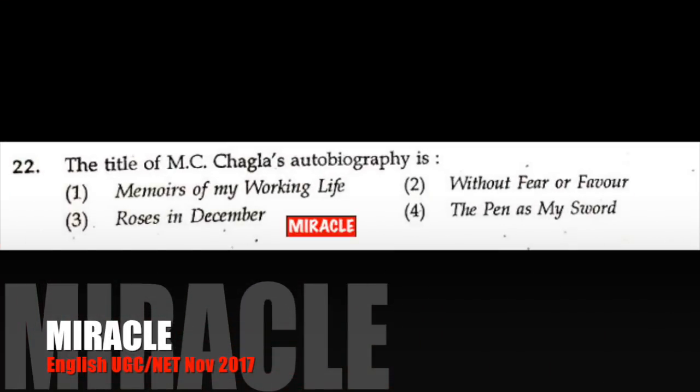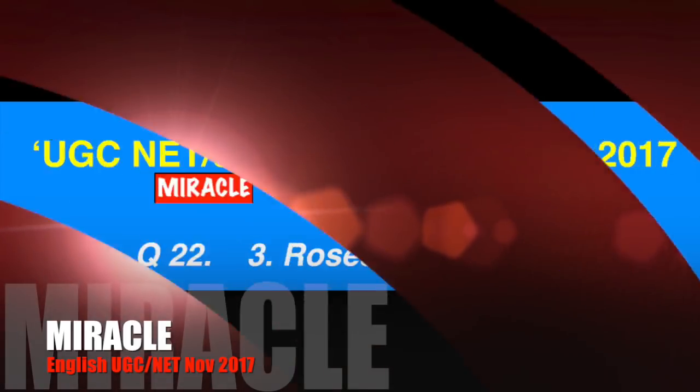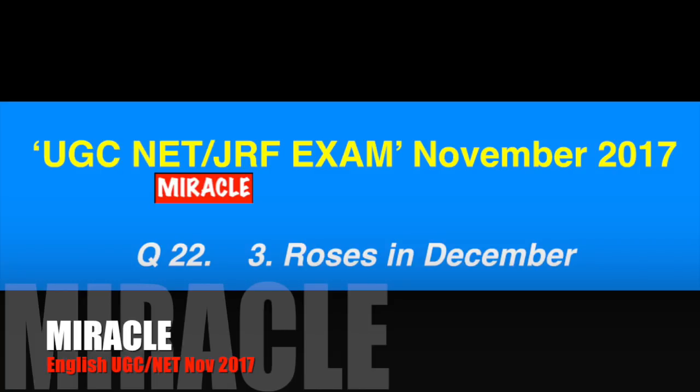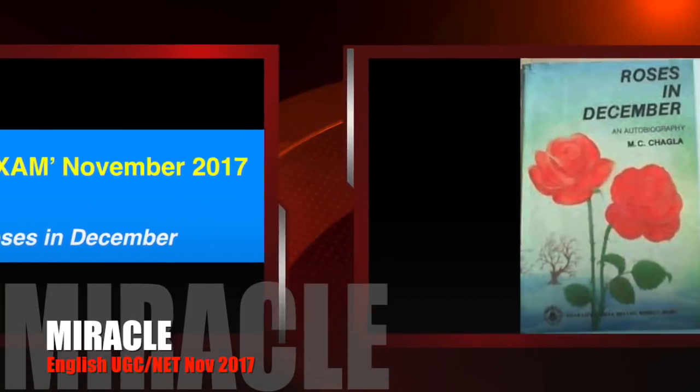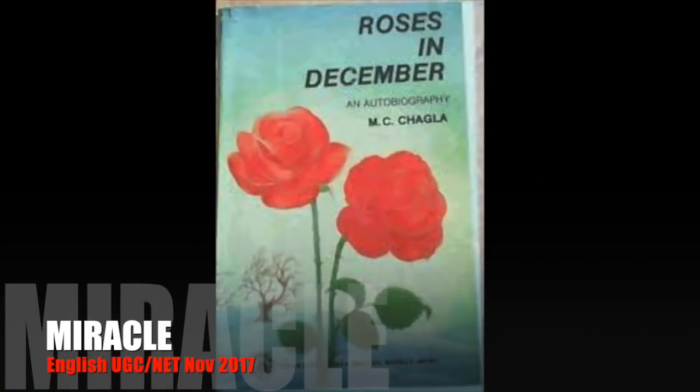Question number 22. The title of M.C. Chagla's autobiography is. Now, I think many of you must have not even heard of the name M.C. Chagla, but then the correct answer is Roses in December. Chagla was a respected liberal lawyer. His full name was Mehommedali Khurram Chagla.